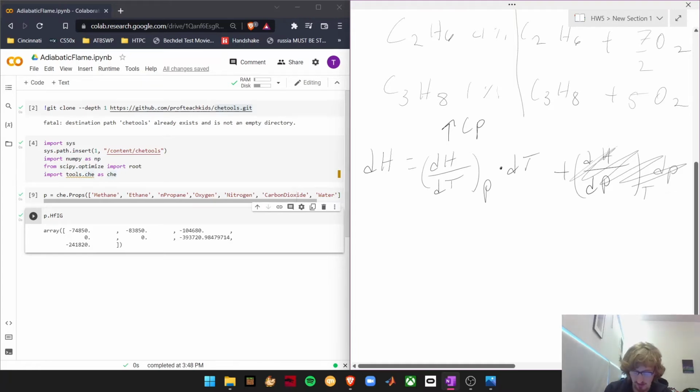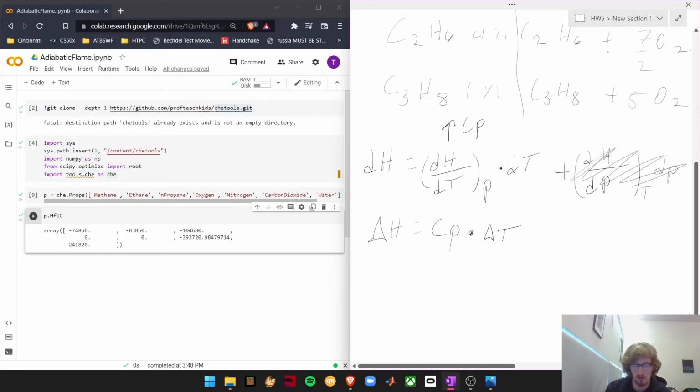So another way to write this is delta H is going to be equal to Cp times the change in temperature. And that's pretty easy to see. We're basically just turning these d's into deltas. And this will be equal to our change in enthalpy.